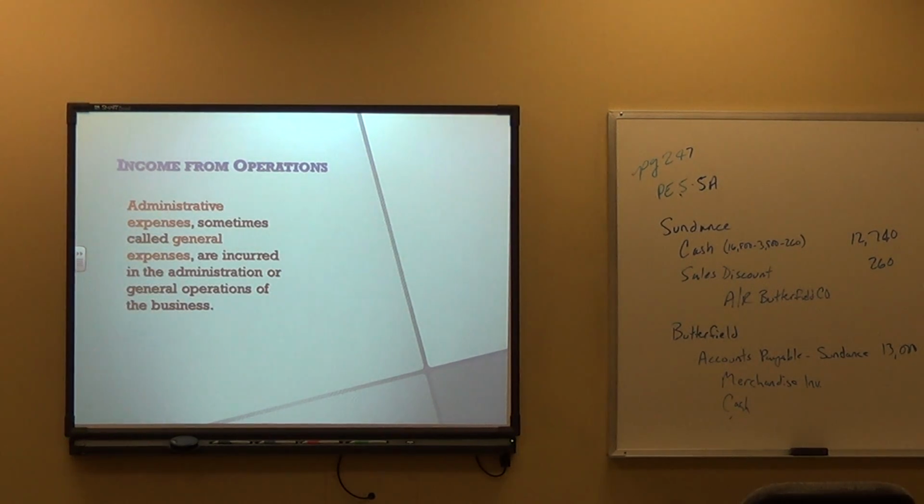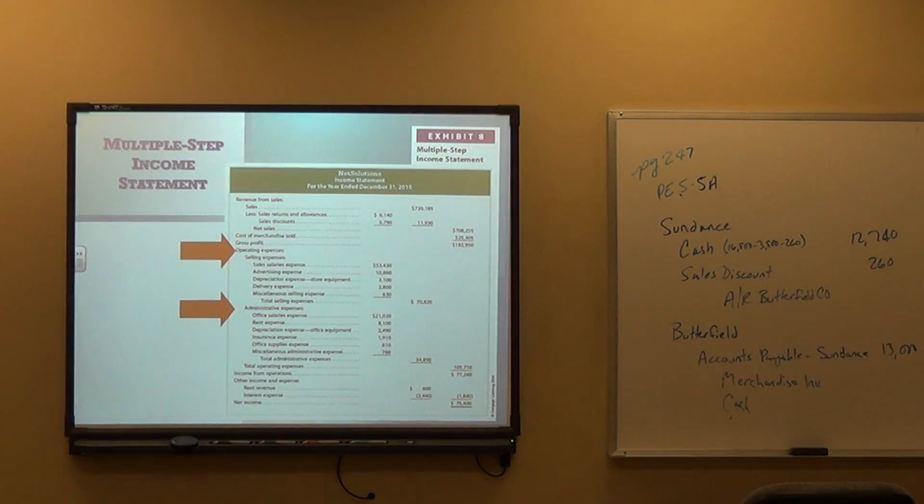And then administrative expenses, sometimes called general expenses, are incurred in the administration or general business operations. Some of the ones you'll see are office salaries, depreciation of office equipment, and office supplies used. Those are some of the things that fall into that category. Now we're just breaking it down into categories so we can really read it and see where we're spending our money. That's why we're being a little more picky and putting it in those categories. So those are the two, selling and administrative expenses. You can see here rent expense, depreciation, insurance expense, office supplies, and miscellaneous administrative expenses. All of those things fit into those categories.